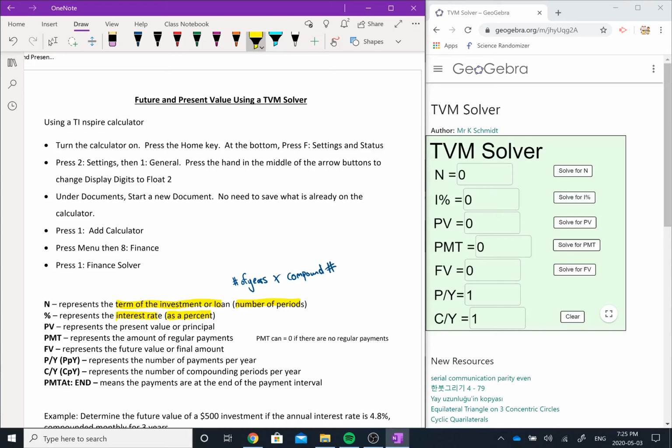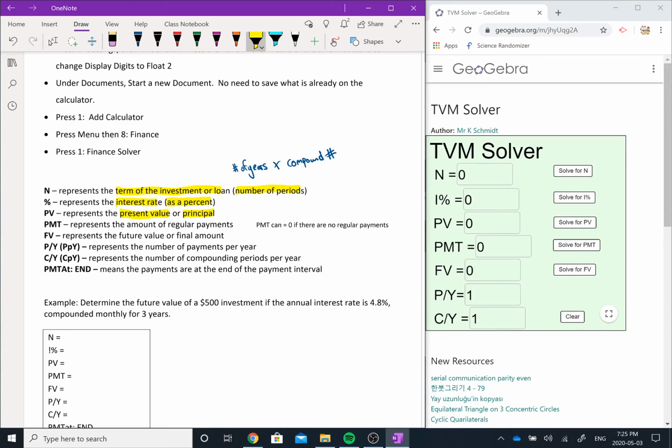PV is the present value or principal, so a little bit more straightforward. PMT represents the amount of regular payments. PMT can equal 0 if there are no regular payments. In all of the questions that we would have done so far, there are no regular payments, so we would just leave it as 0.